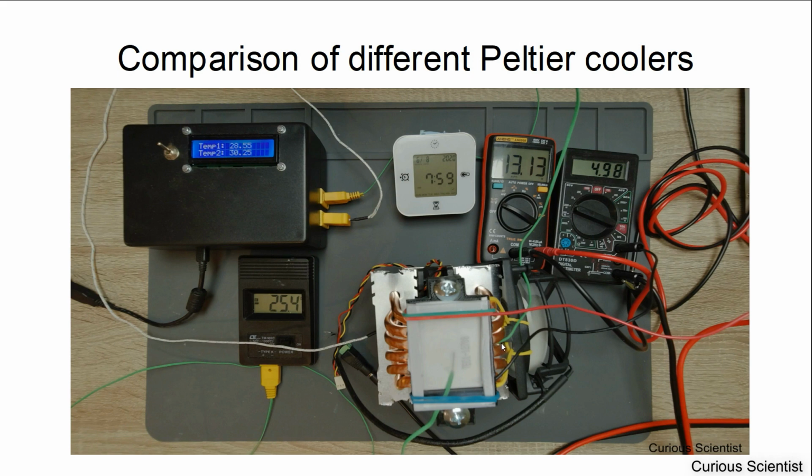That was essentially the measurement for the hot side temperature, and then there was another thermocouple here which was measuring the warm air exiting from the CPU cooler. So I was measuring three different temperatures, but the most important is the cold side temperature. Here you can see two multimeters. This one was measuring the voltage on the Peltier device, and this was measuring the current running through the Peltier device.